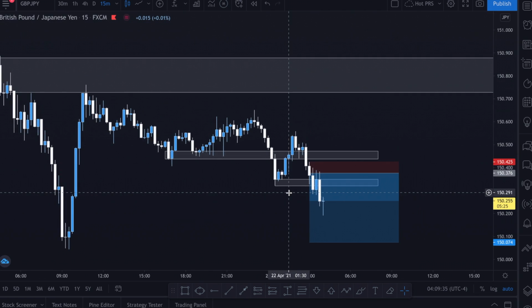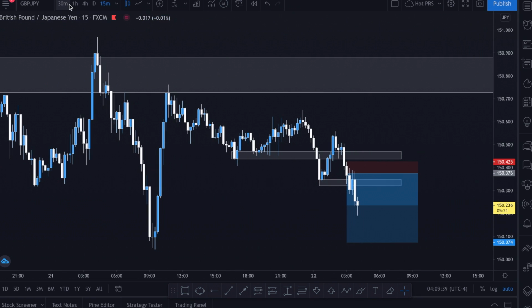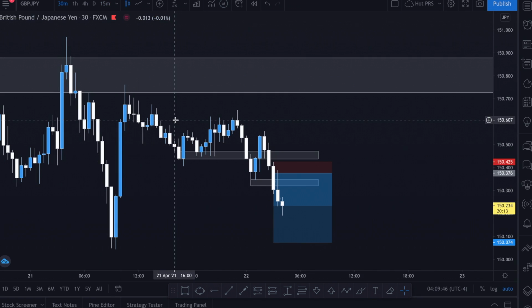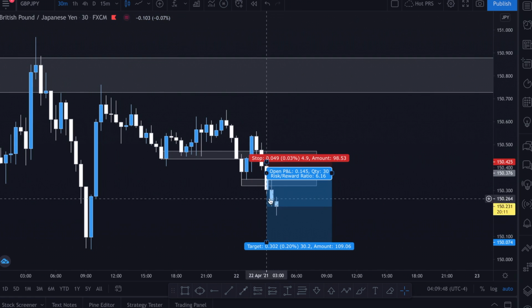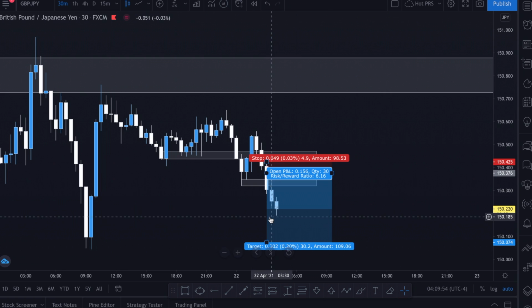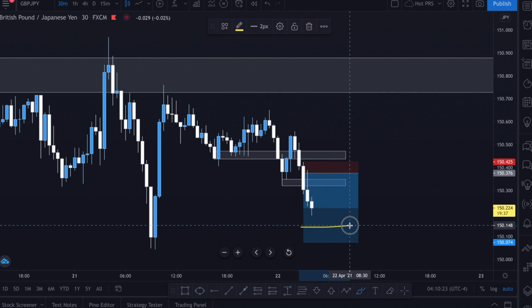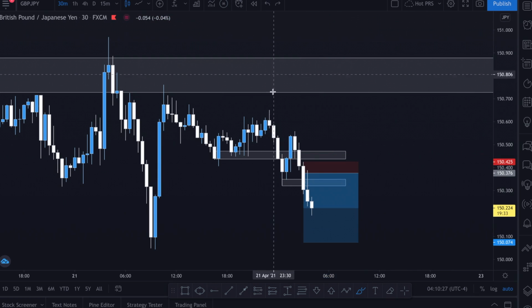I think I might leave a runner on this trade, depending on the 30 minute candle close. If this 30 minute candle closes to the downside around this area, I might leave a runner. If price closes somewhere around here, then you know the momentum starts to slow down. So yeah, let's see how the trade plays out.